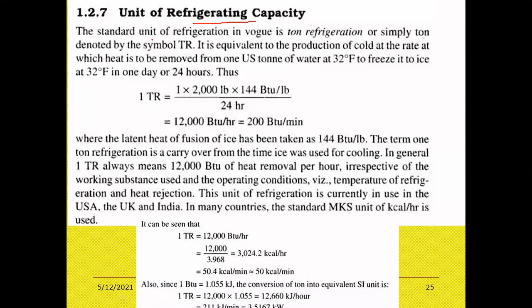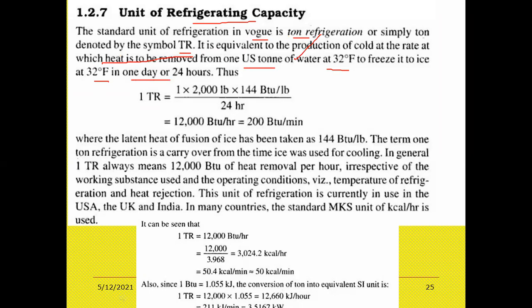Standard unit of refrigeration is referred to in simple language as ton, or simply ton, denoted by TR. It is equivalent to the production of cold at the rate at which heat is to be removed from one US ton of water at 32 Fahrenheit to freeze it to ice at 32 Fahrenheit in 1 day or 24 hours.